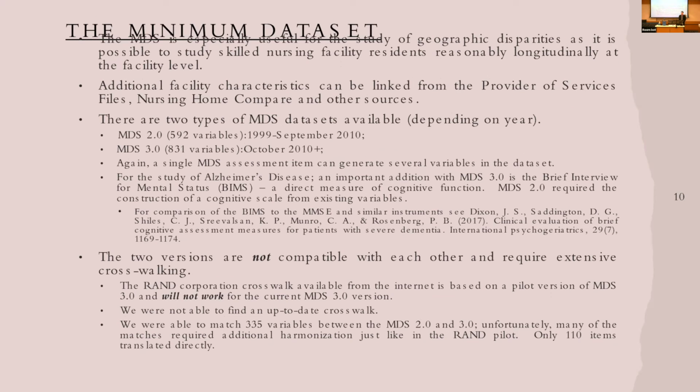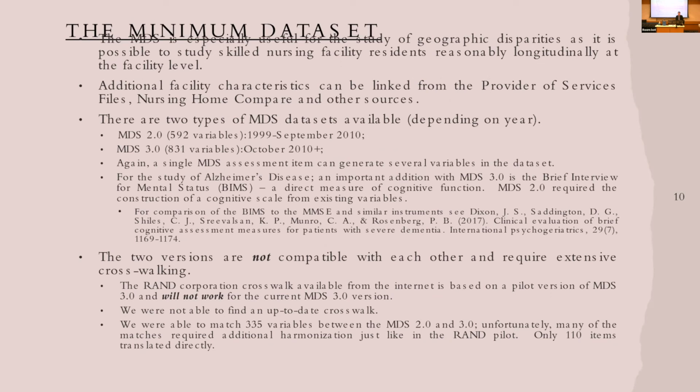Now, the MDS is especially useful for the study of geographic disparities, as it is possible to study skilled nursing facility residents reasonably longitudinally at the facility level. Additional facility characteristics can be linked from the provider of services files, the Nursing Home Compare. I think it's an information sheet, probably not even a database. And there are other sources which can also be linked.